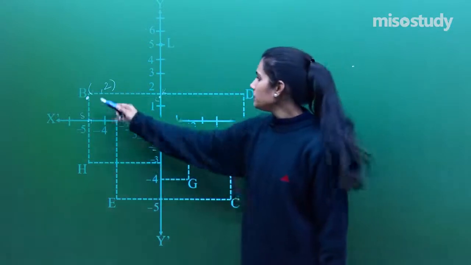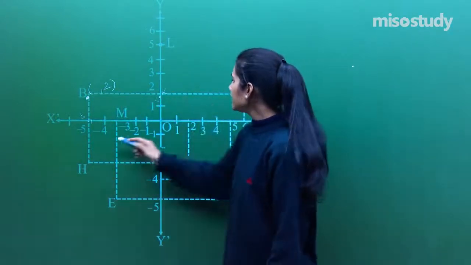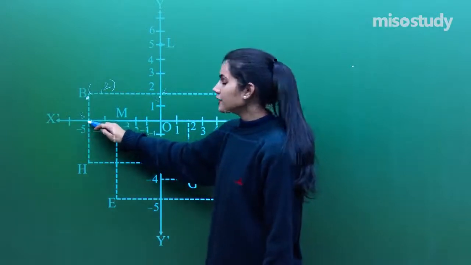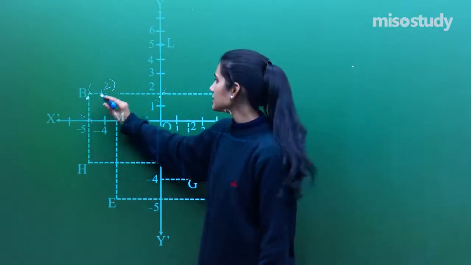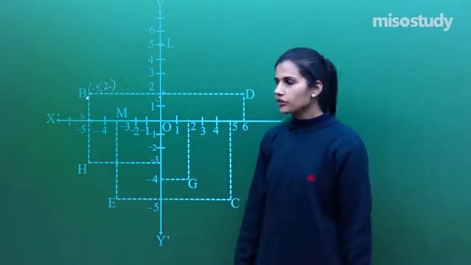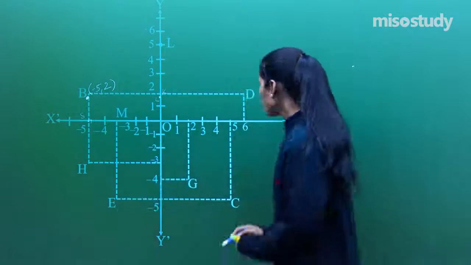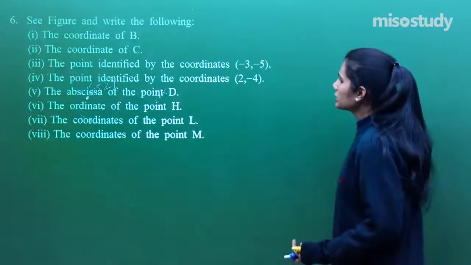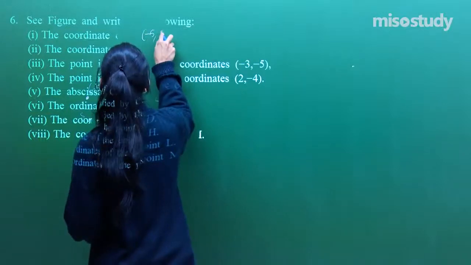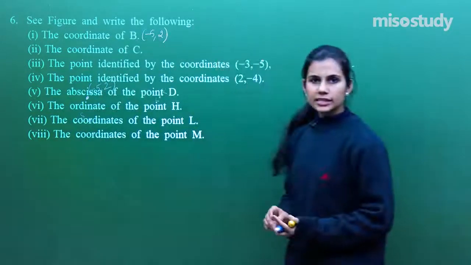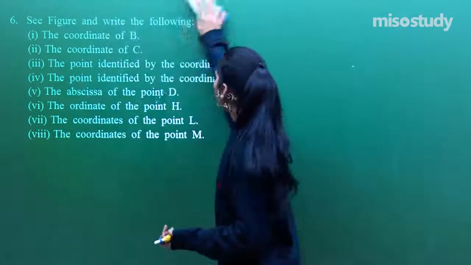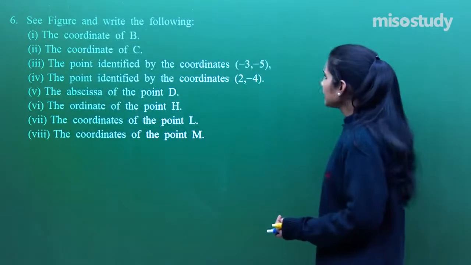And the distance of point B from the y-axis, that is BK, is the same as OS. OS is 1, 2, 3, 4, 5, 5 units along the negative x-axis, that means this is -5. Right? So -5, 2 are the coordinates of point B. Is it understood?